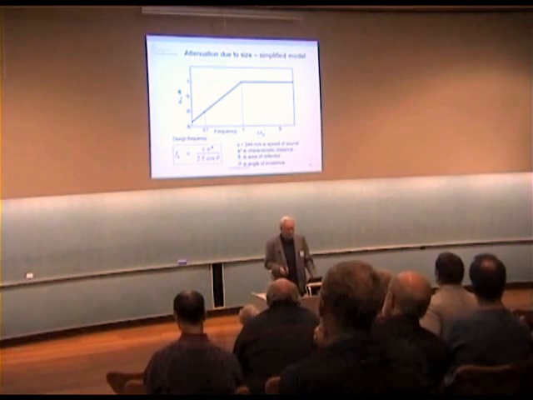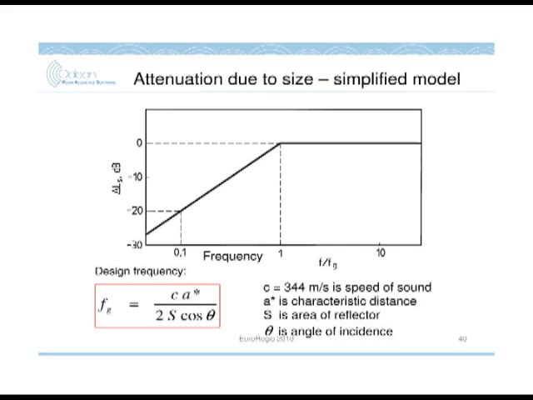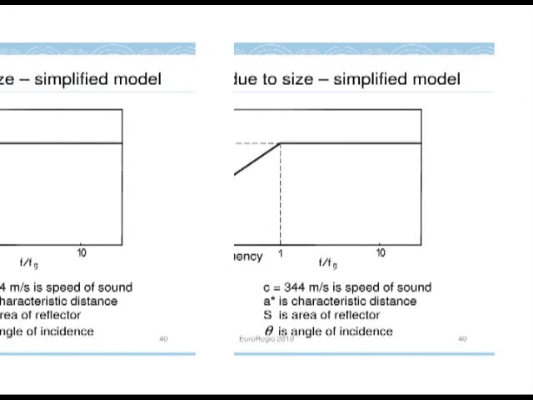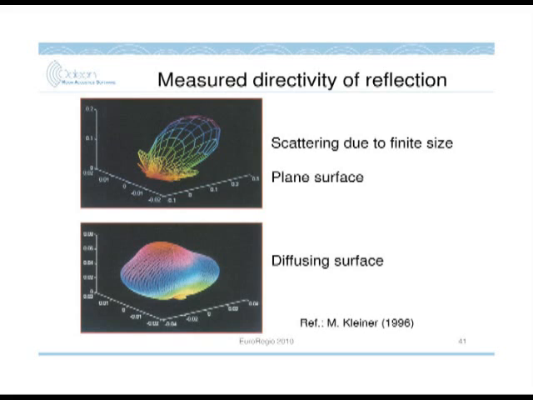And this limiting frequency or design frequency I have suggested in another paper a long time ago to be calculated from this characteristic distance, including distance to source and receiver, and the surface area and the angle of incidence. And well, this has also been taken into ODEON in the calculation methods. But I can show you here some examples of the directivity of reflections. Another thing which could be worth looking at.